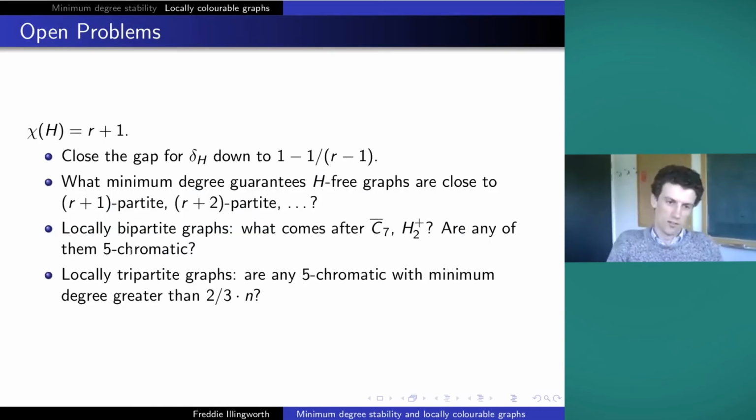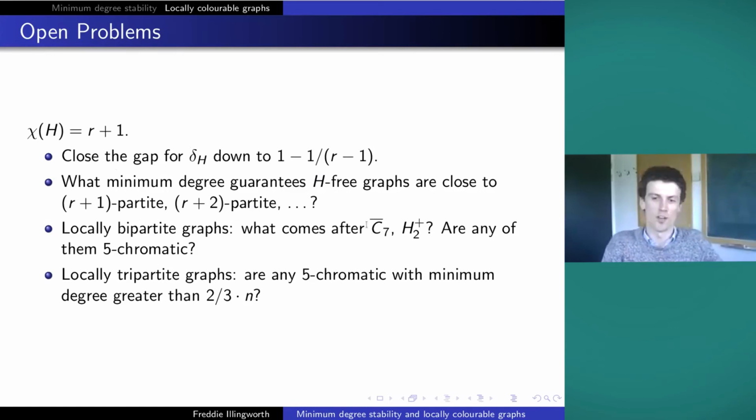So, firstly, try and close the minimum degree stability gap. That'd be a nice problem to close. Also, minimum degree stability was what minimum degree guarantees being close to R-partite. What about what minimum degree guarantees being close to R plus 1 partite or R plus 2 partite, or something higher? And for locally bipartite graphs, what comes after the complement of the 7th cycle?